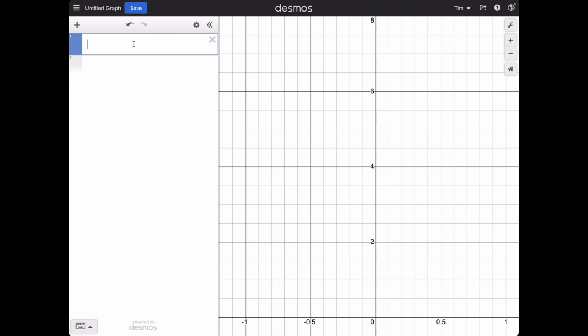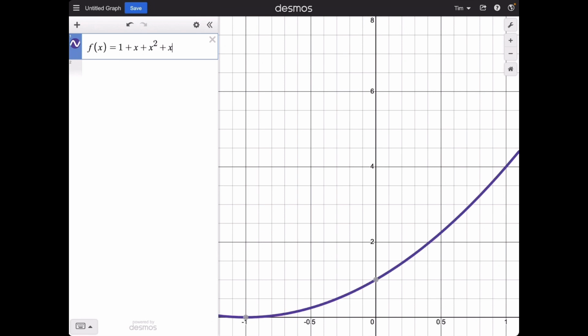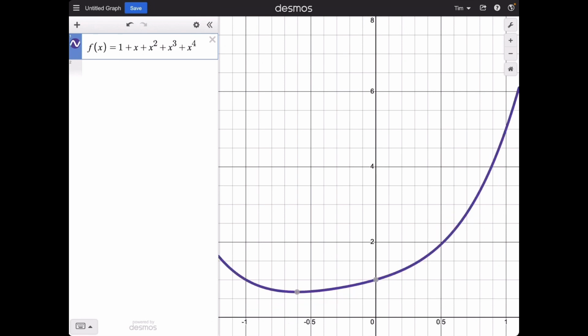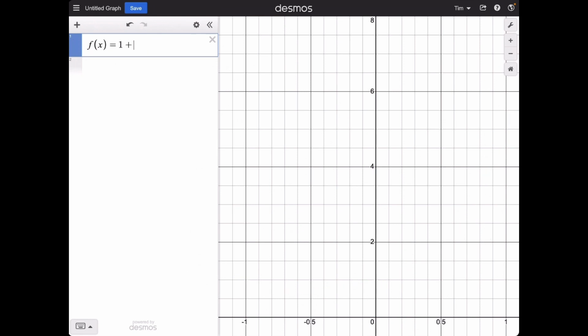So I'm going to start by just typing in a polynomial here. I'll just call it f of x, 1 plus x plus x squared plus x cubed plus x to the fourth. You can probably see the pattern that I'm making here. I'm just adding x to the fourth, x to the fifth, x to the sixth, and I could keep going. But one thing I want you to notice is that as I add more and more terms, the shape of the graph starts to look more and more like a specific shape. It starts to converge on some specific looking graph. Watch what happens as I add more terms.